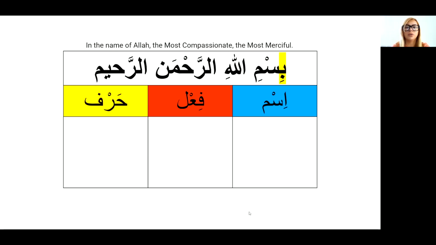A challenge for you. So when we say بسم الله الرحمن الرحيم, categorize اسم, فعل, حرف. So B, that's going to be on its own. اسم, الله, الرحمن, الرحيم. I'm going to give you a few seconds to think about it. Pause the video if I'm going too quick.